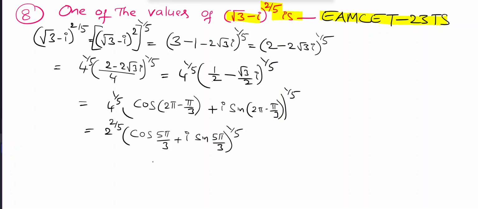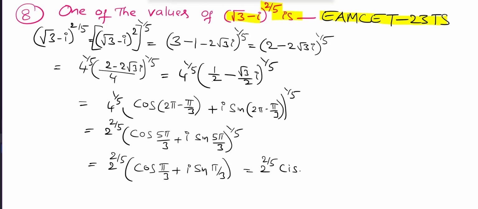So this is equal to 2 to the power of 2 by 5 into, applying De Moivre's theorem, cos of 5 pi by 3 into 1 by 5, that is cos pi by 3, plus i sin of 5 pi by 3 into 1 by 5, that is pi by 3. That is equal to 2 to the power of 2 by 5 into cis of pi by 3. This is one of the answers.